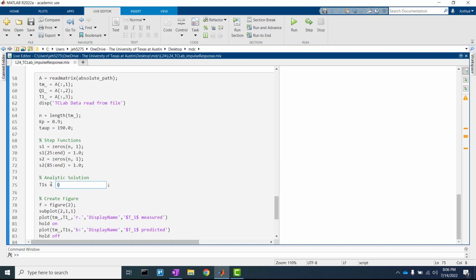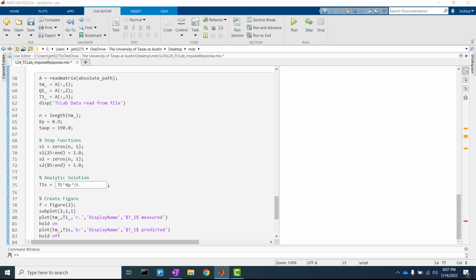So let's think this through. If we remember right, actually, let me pull it up just to be sure, because I don't want to go through all this and then mess it up now. Let's go ahead and we'll just program it together. T1s is going to be 70 times Kp times 1 minus, we're going to go to the exponent. Actually, I forget how to do that in MATLAB. It's been just a bit. Let me Google it real quick.